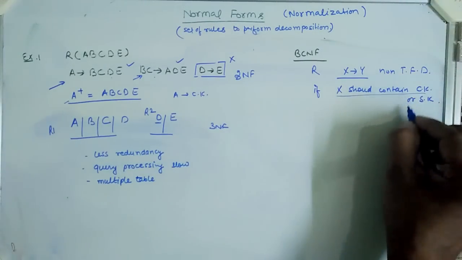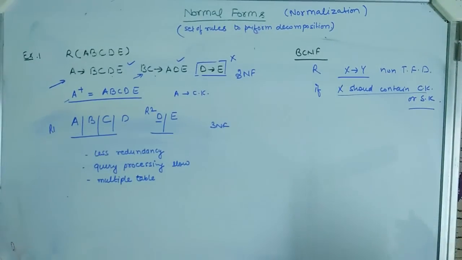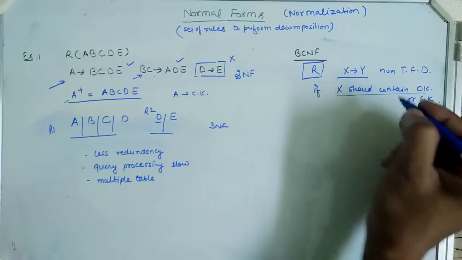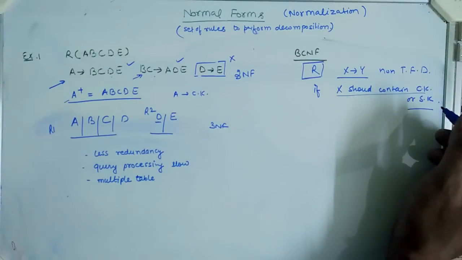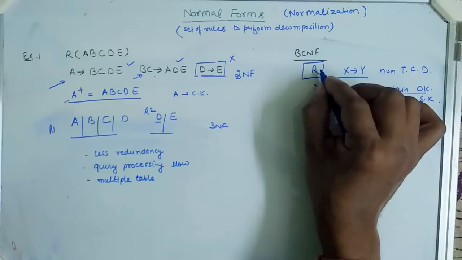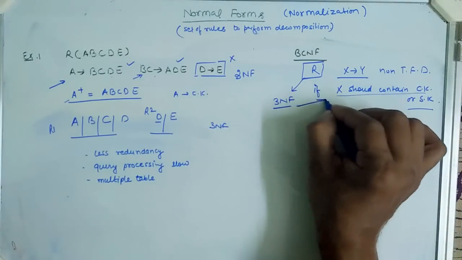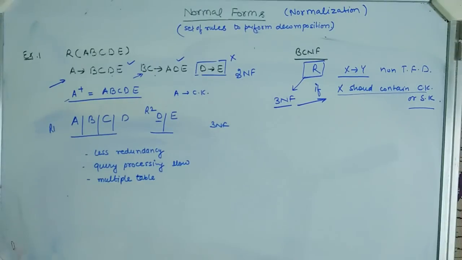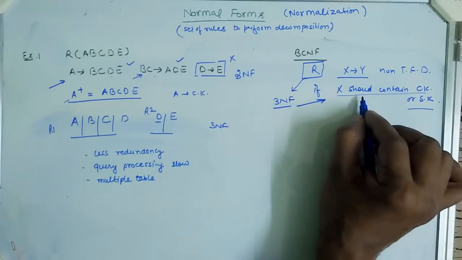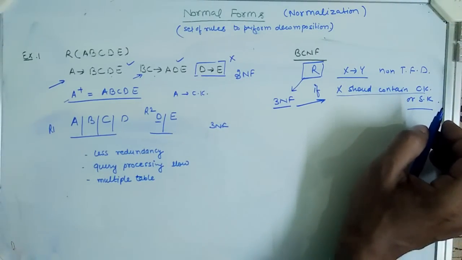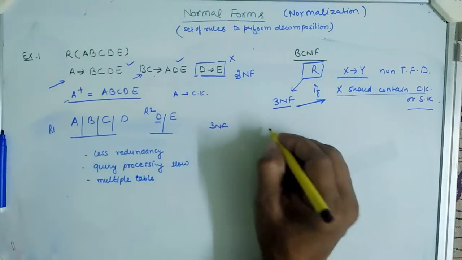So this is the only property by which you can claim that the relation schema R is in BCNF, provided that the given relation schema R must be in 3NF, and after that you need to check that X contains a candidate key or super key. So the first condition is it must satisfy 3NF, and the second condition is that the X attribute must be a candidate key or super key. Let me give you an example for that.